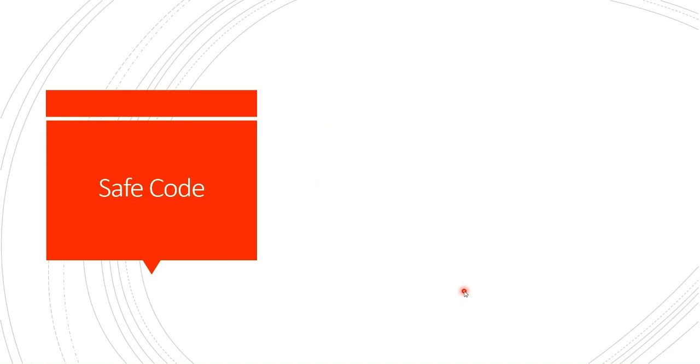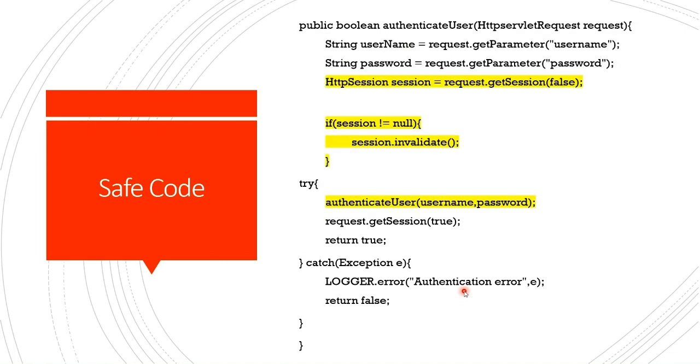Now safe code. You have seen the vulnerable code, right? So what is the safe code, how can we fix it? Here you can see the same authenticate user method, where we are getting a username and a password, and we are creating a session object. After that, we check whether the session is not equal to null. If the URL has any session ID, some value will be there, meaning some session is already there. If it is not null, they delete the session first, with session.invalidate.